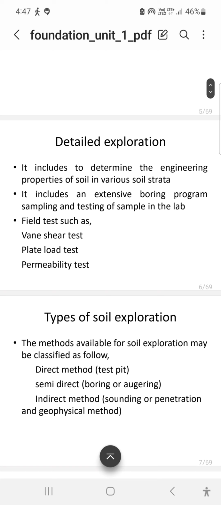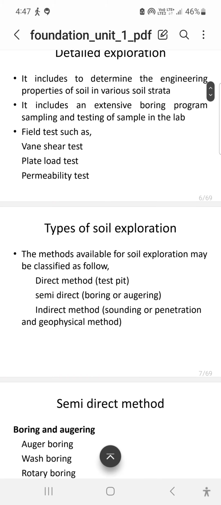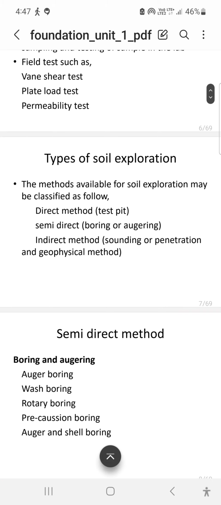Then we have to look at the types of soil exploration. What are the methods available in soil exploration? We have classified them in detail. The first one is the direct method, that is the test pit method. The second one is the semi-direct method, that is the boring or augering method. The third one is the indirect method, that is the sounding or penetration or geophysical method.